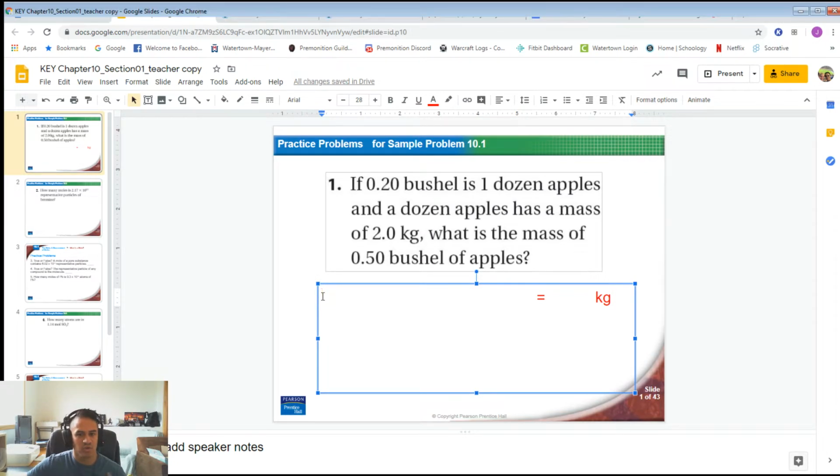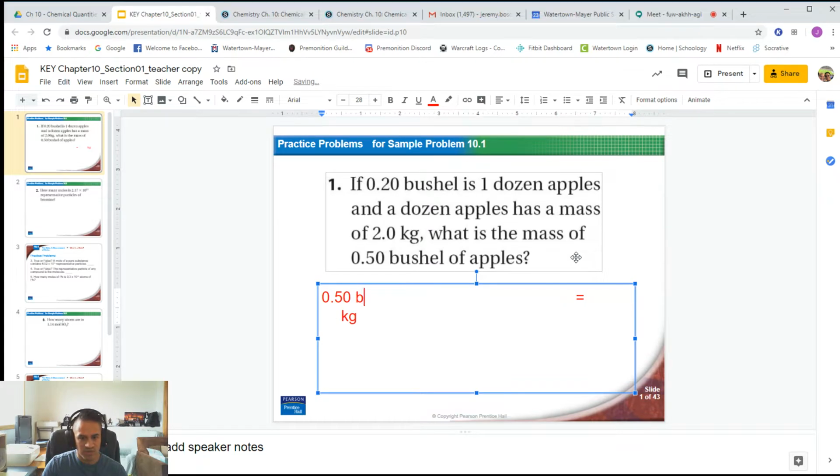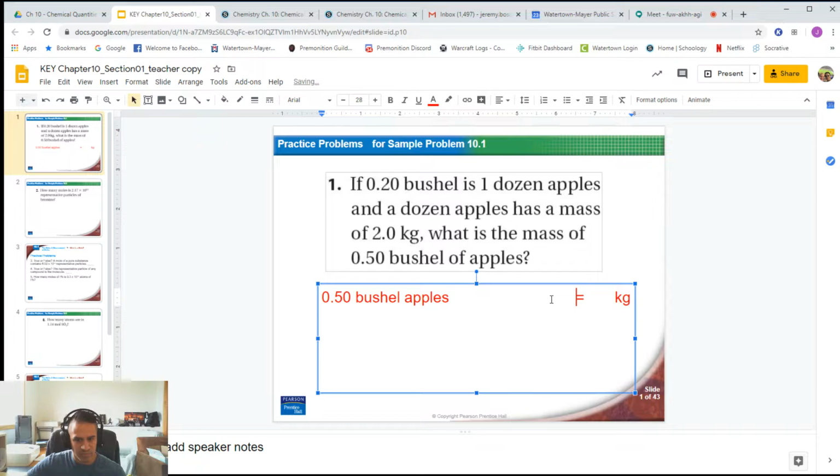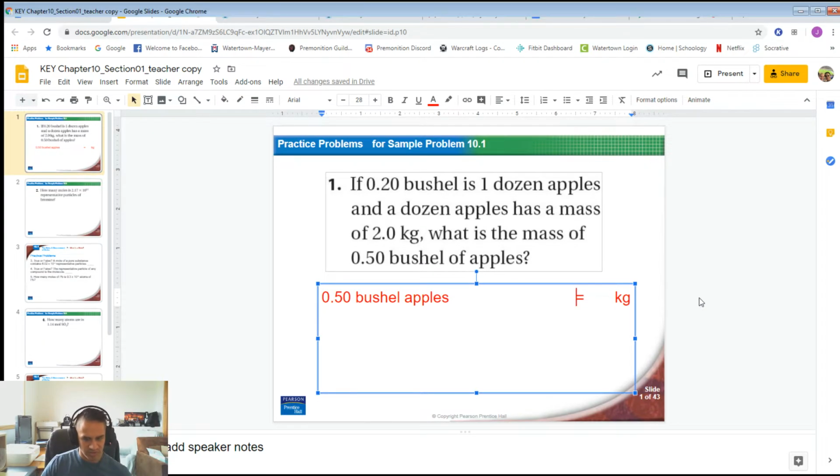Now, the other question then is, well, what is it that they want us to start with? So what is the mass of 0.50 bushel of apples? So we are starting with 0.50 bushel of apples, and we are converting that into some number of kilograms. Now this other information, like the 0.20 bushel is 1 dozen and a dozen has a mass of 2, that's all conversion factors. That's all just information we're going to use. So I'm going to switch my camera here to paper. So we're going to do this out on paper, and let's see how this works.